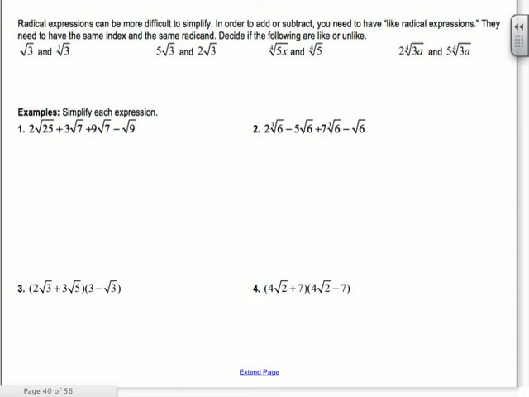So decide if the following are like or unlike. If I had the square root of 3 and cube root of 3, could you add those? No. So these are no. So not the same index.